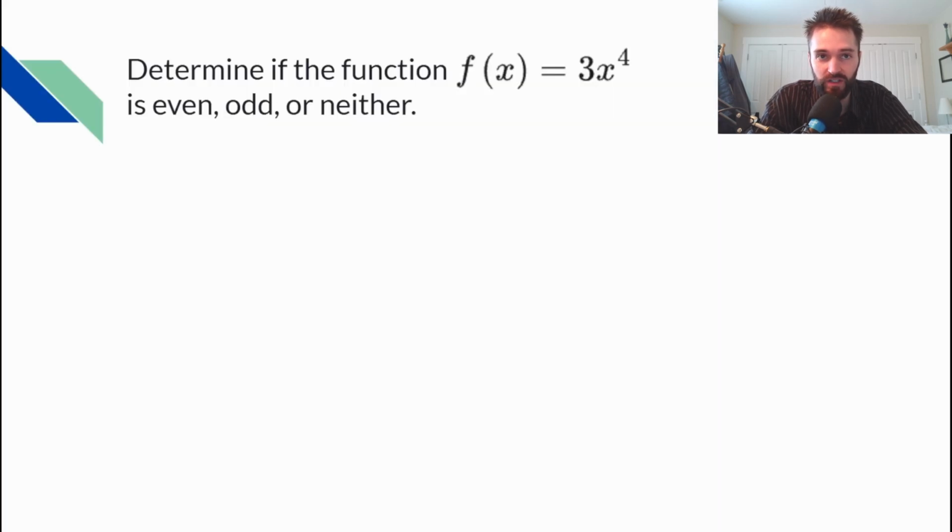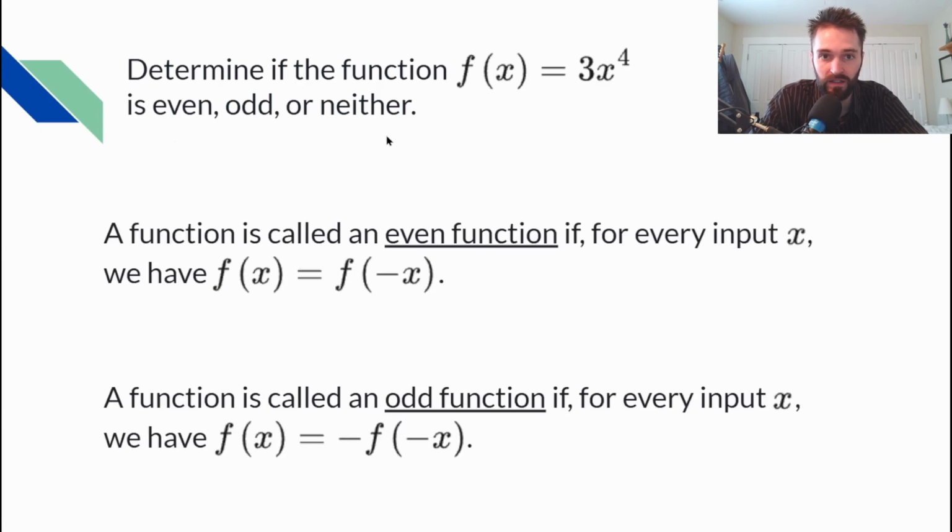Here we're asked to determine if the function f is even, odd, or neither. All right? Let's recall from the previous video what it means for a function to be even and what it means for a function to be odd. All right? A function is called an even function if, for every input x, we have f of x equals f of negative x. All right? And a function is called an odd function if, for every input x, we have f of x equals negative f of negative x. All right?